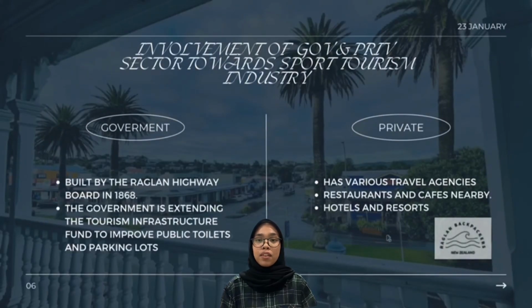Next is involvement of government and private sector towards sport tourism industry. So the first I will explain is about government. The highway facility was built by the Raglan Highway Board in 1868, and the government is expanding the tourism infrastructure fund to repair public toilets and parking places. The second one is private sector. It has very stable agencies, restaurants, cafes nearby, hotels and resorts.